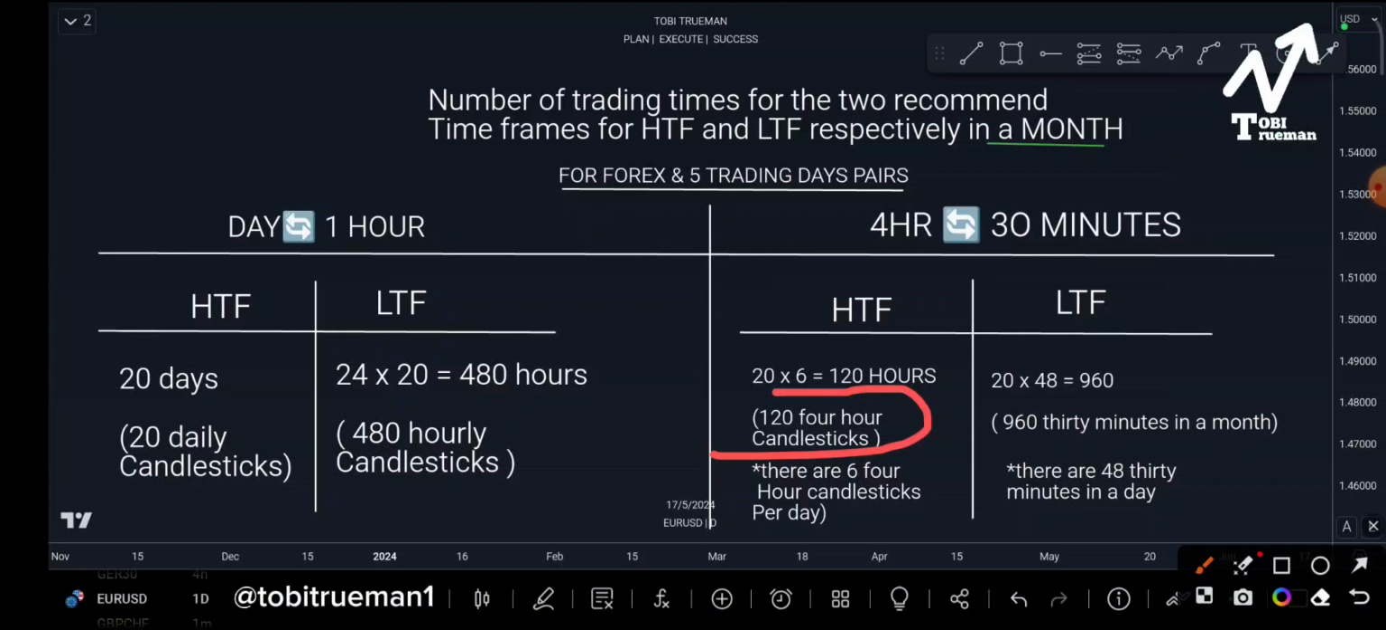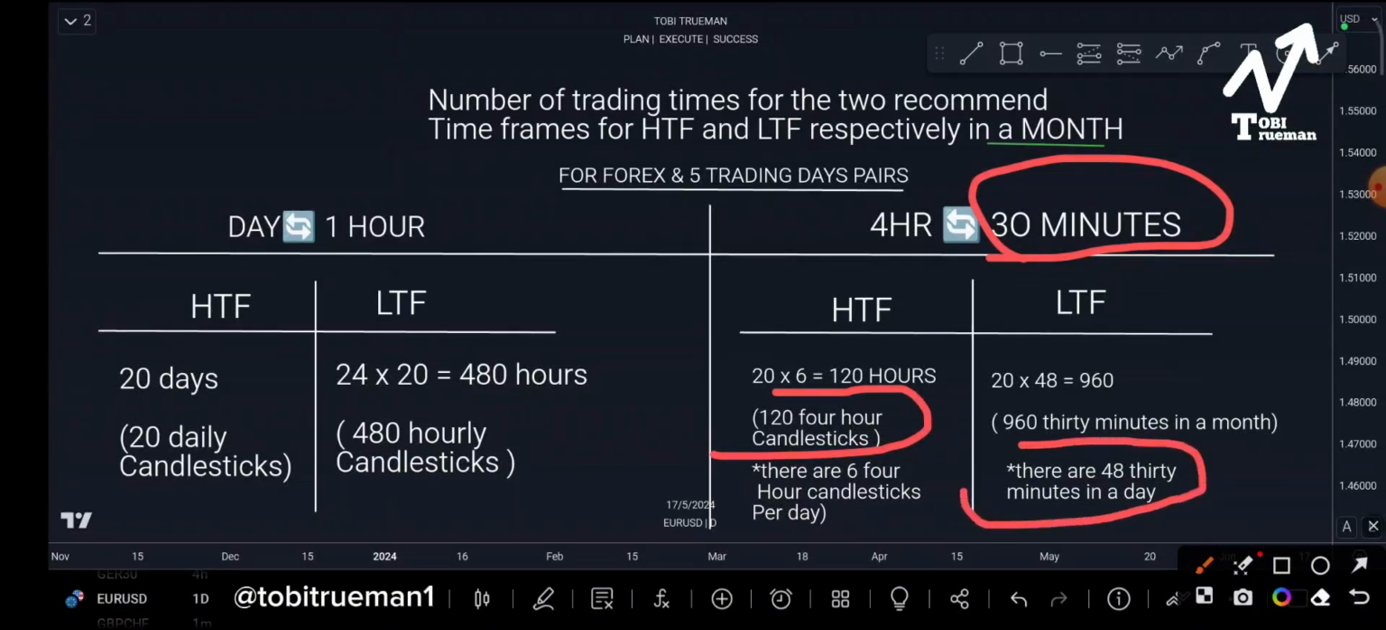So what of the corresponding lower time frame? For the 30 minutes lower time frame, by the time I did the calculation, there are 48 30-minute candles in a day. So if you calculate that for a whole month, which is our 20 trading days, 20 times the 48 that we have, giving us 960.